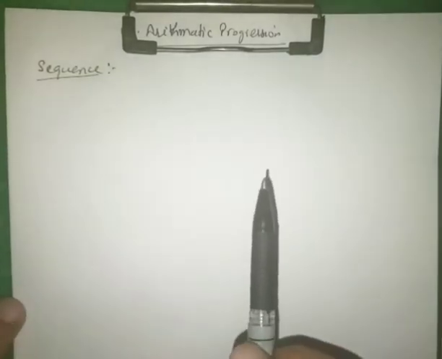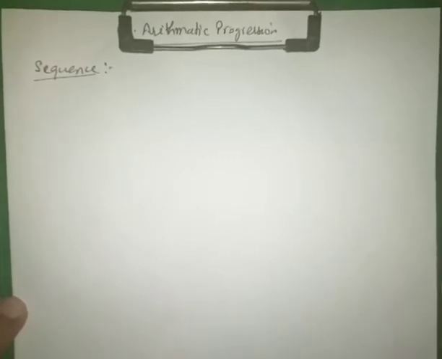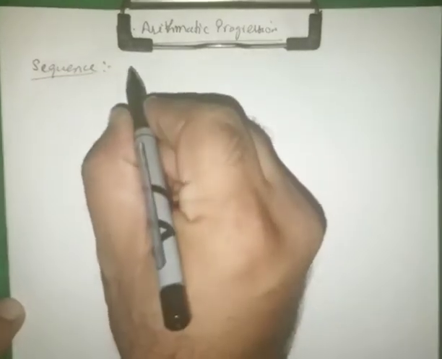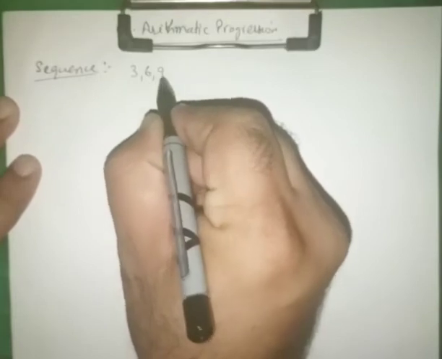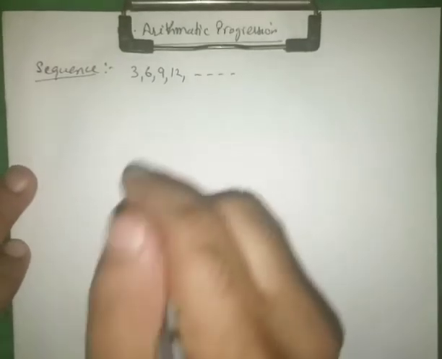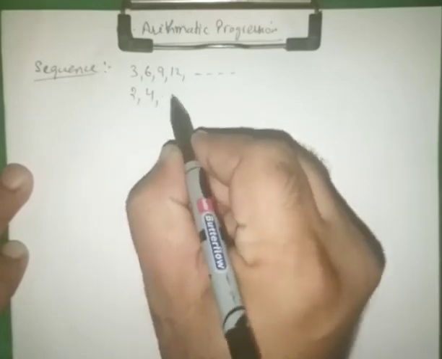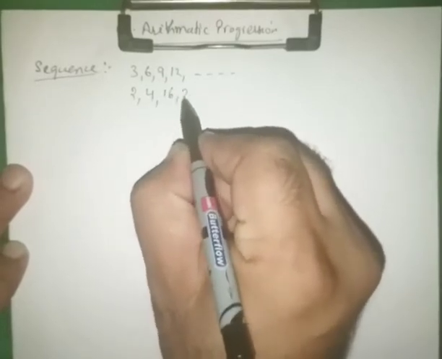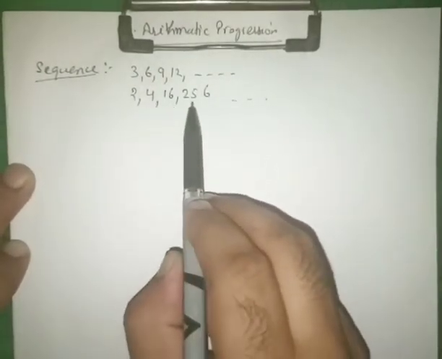When the numbers are arranged in a certain order and they are following some fixed rule, then that is called a sequence. For example, 3, 6, 9 and 12, and so on. And 2, 4, 16, 256.